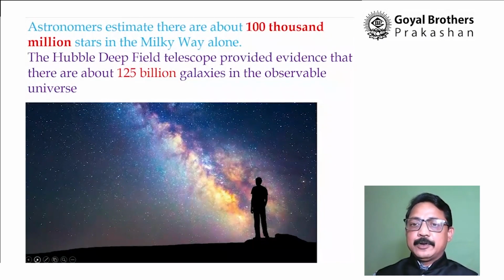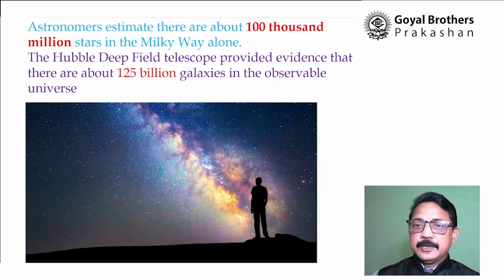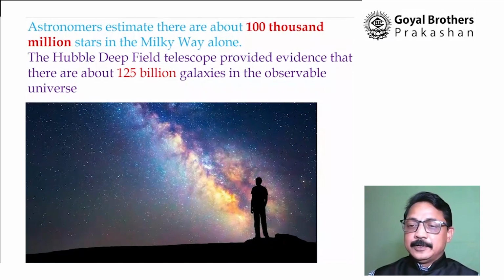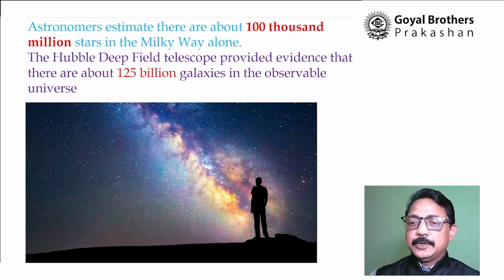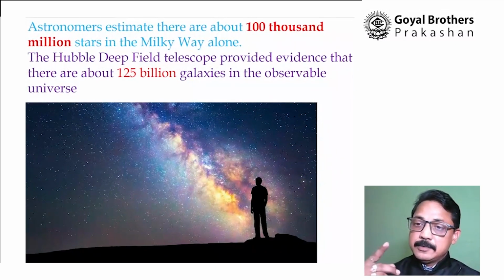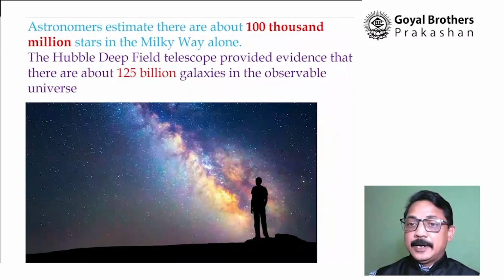Now, as I told you, astronomers, if you look at these stars, dear students, they are just huge in number. Astronomers have estimated that in our Milky Way galaxy there are around 100,000 million stars. And how many galaxies are there? So far, in the observable universe, they have estimated around 125 billion galaxies. Oh my god, 125 billion galaxies.